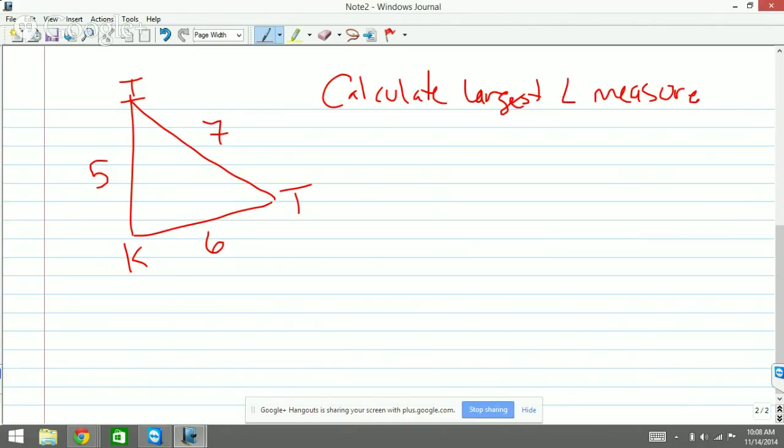Okay. Which angle is the largest one? Anybody want to pick? K. Why is it K? Because K is opposite the largest side. That's the largest angle. So we're going to calculate angle K.